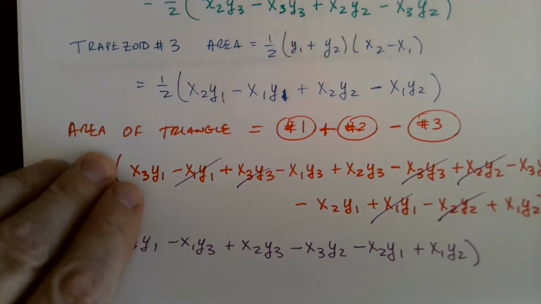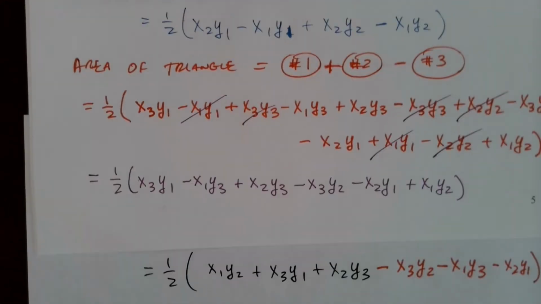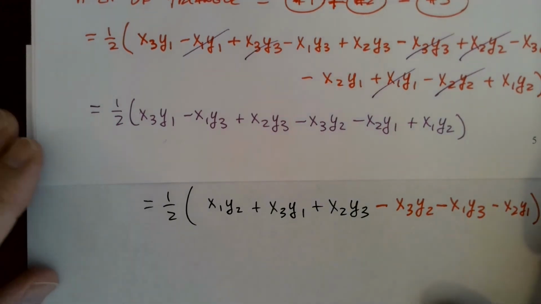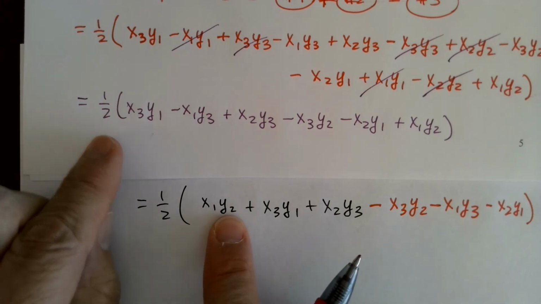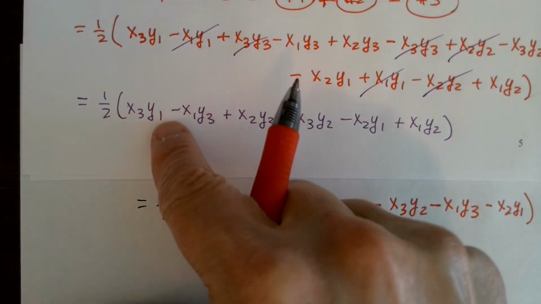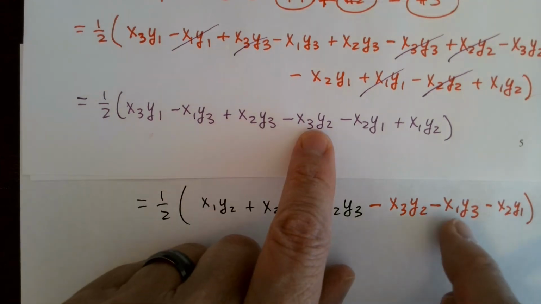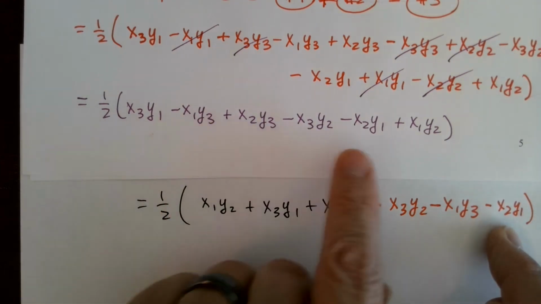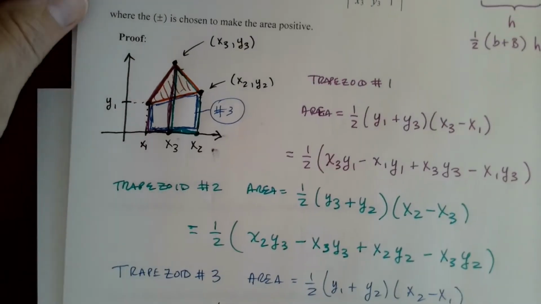And let's compare that determinant with what we have here. Okay, pull this down here. And of course we got the 1/2. x1 y2 positive is over here. x3 y1 is there, x2 y3 is there, and then the negatives, x3 y2, negative x1 y3, negative x2 y1. And these are the same, just a little rearrangement. So we've proved it.